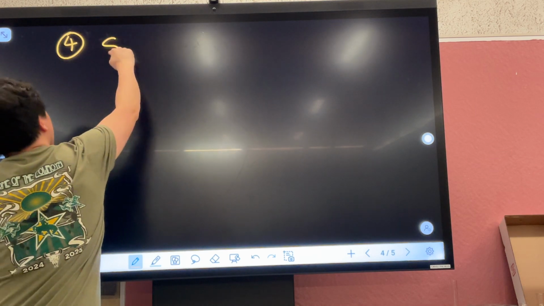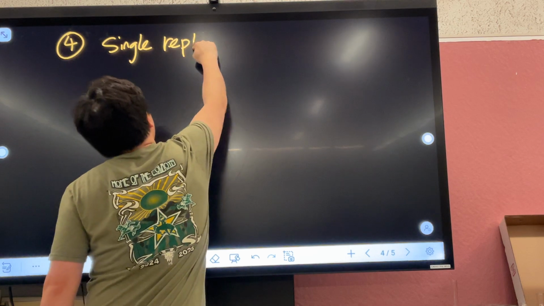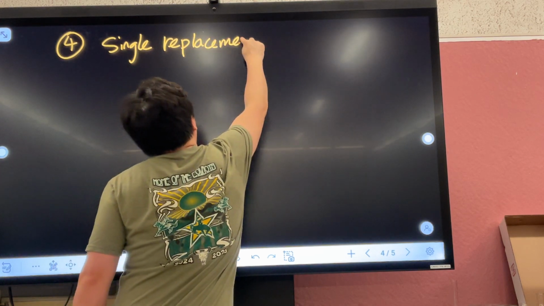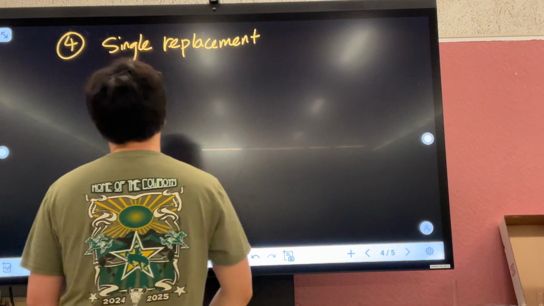The fourth one is single replacement. You can also call it single displacement. So one thing gets replaced.